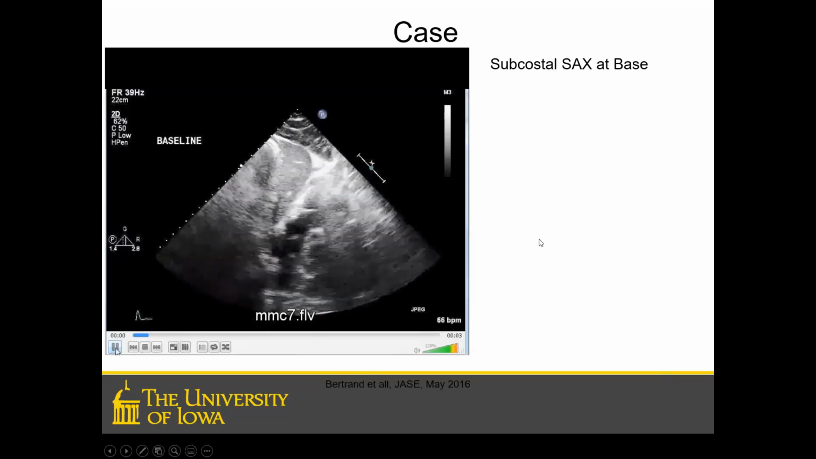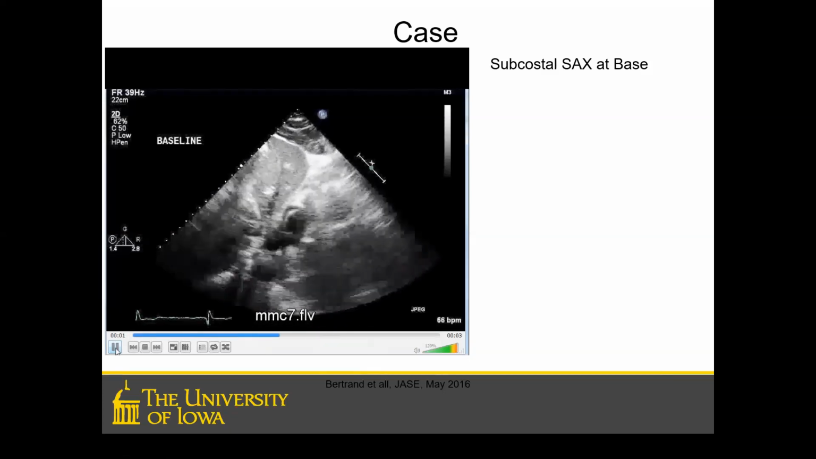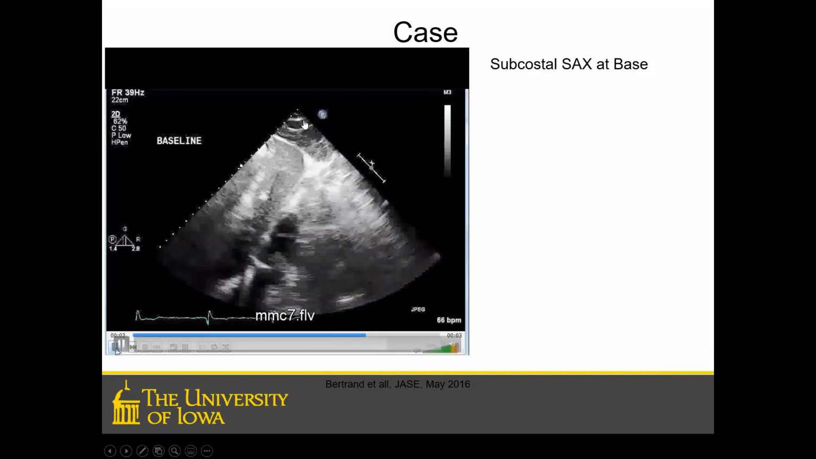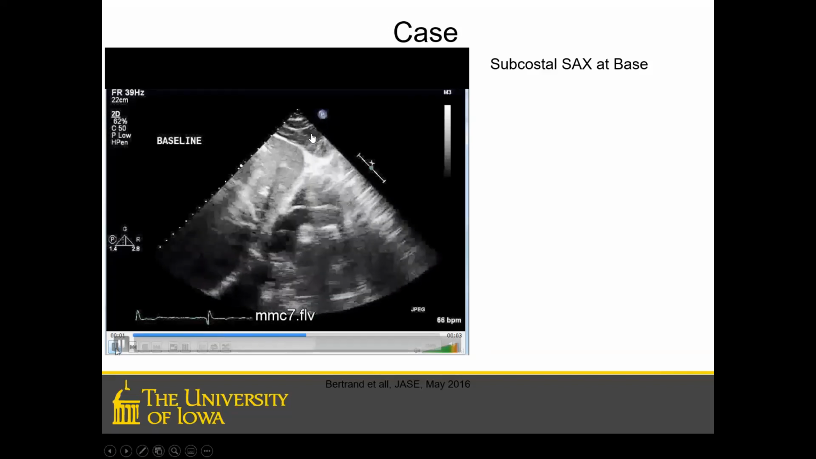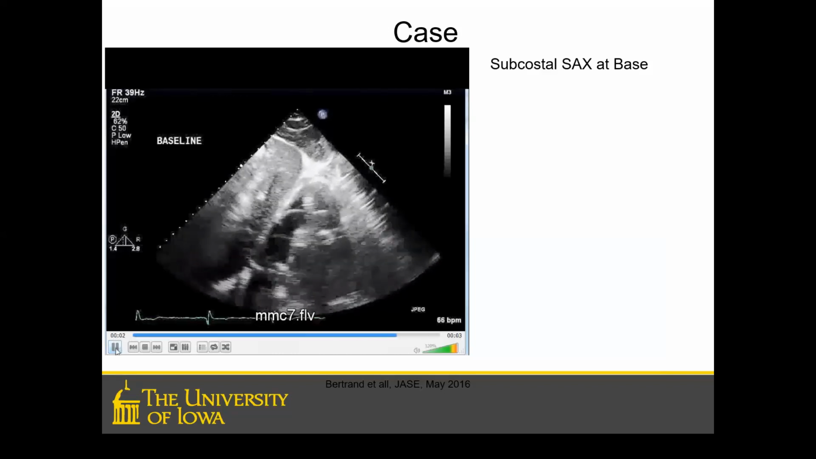And this case is refraction. So refraction is the change in direction of the beam. And this is going to happen a fair amount on the subcostals because when we go through the rectus muscle, there's often refraction that happens.